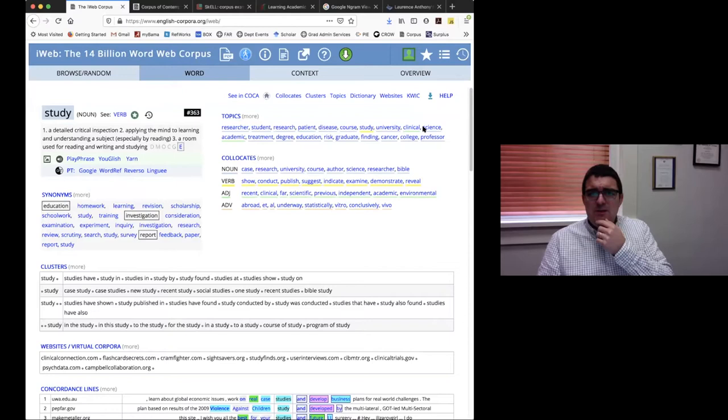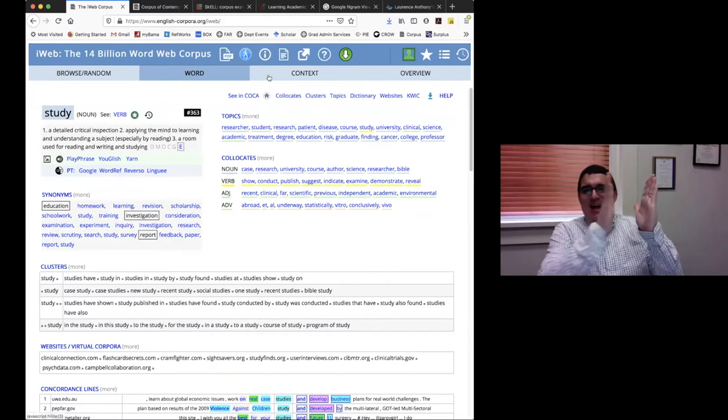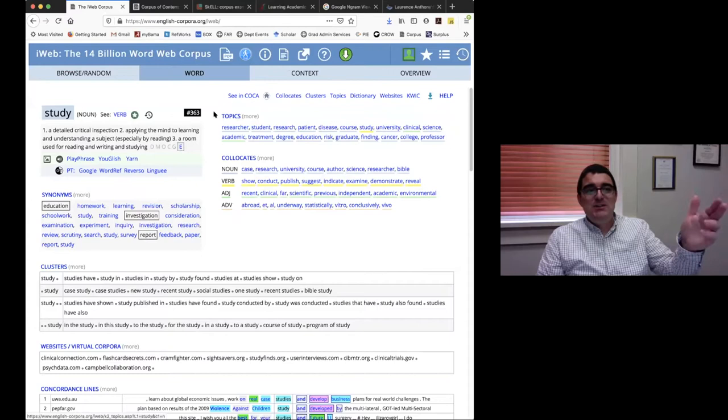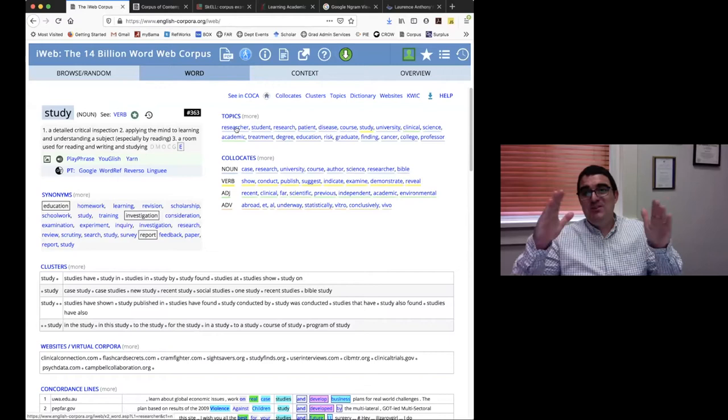I believe the topics are the main words, the sort of keywords, not in the collocational window of your word, but the most frequent words on the web pages when that word is used. So it's a different way of thinking about it than collocations. Study often occurs on web pages that also discuss researcher, student, research, patient.